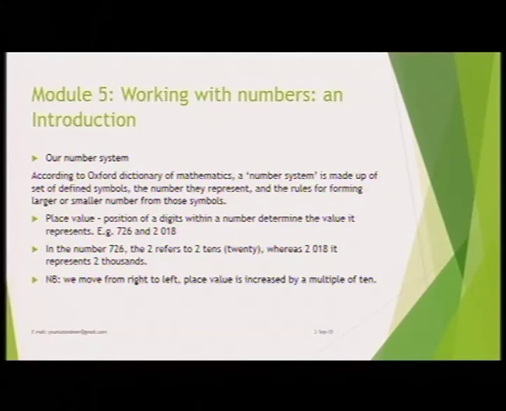Example here, we have 726 and 2018. In the number 726, the digit 2 refers to 2 in the 20 position, whereas in 2018, it refers to 2000. You must take note that we move from right to left. Place value increases by a multiple of 10. Imagine a number line now. We move from right to left, and the place value increases by a multiple of 10.